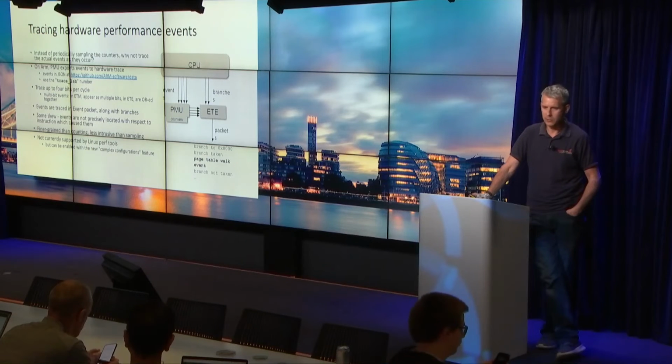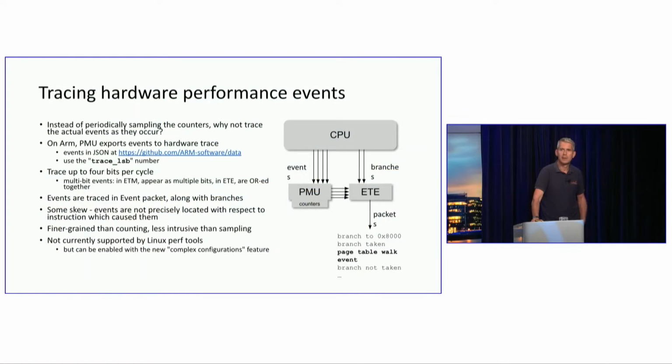One interesting feature is that you can, to a limited extent, trace hardware performance events. So you can actually connect the hardware performance monitor unit to your trace unit, and the PMU is monitoring things like cache misses, branch mispredicts, and so on. And you can feed these into hardware trace. You only get 4 bits. I'm talking about ARM specifics here. You only get 4 bits, and it is very loosely timed with respect to instructions. But even so, it's a lot more fine-grained than PMU sampling.